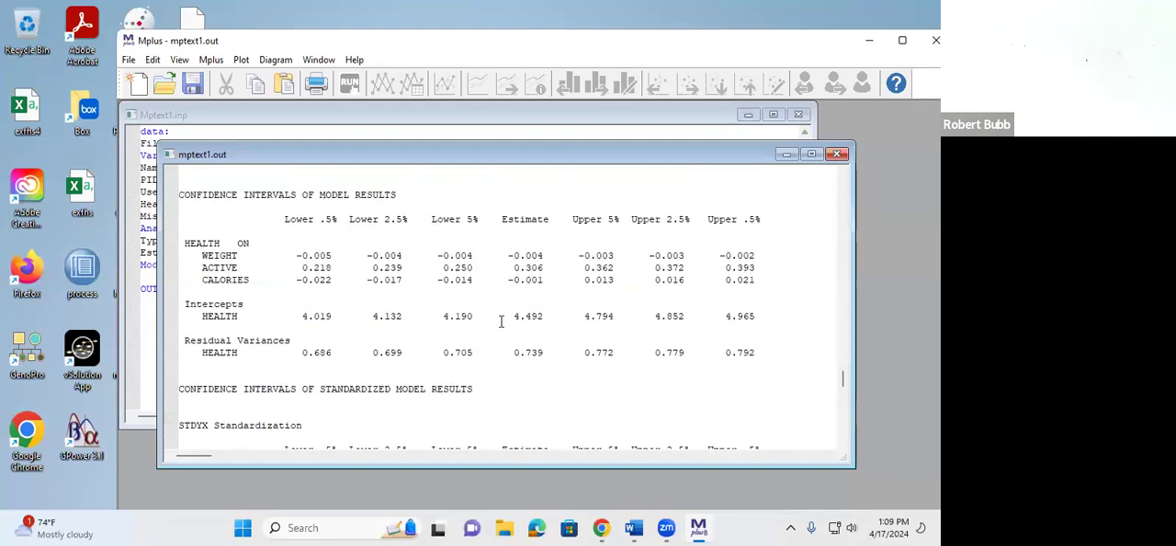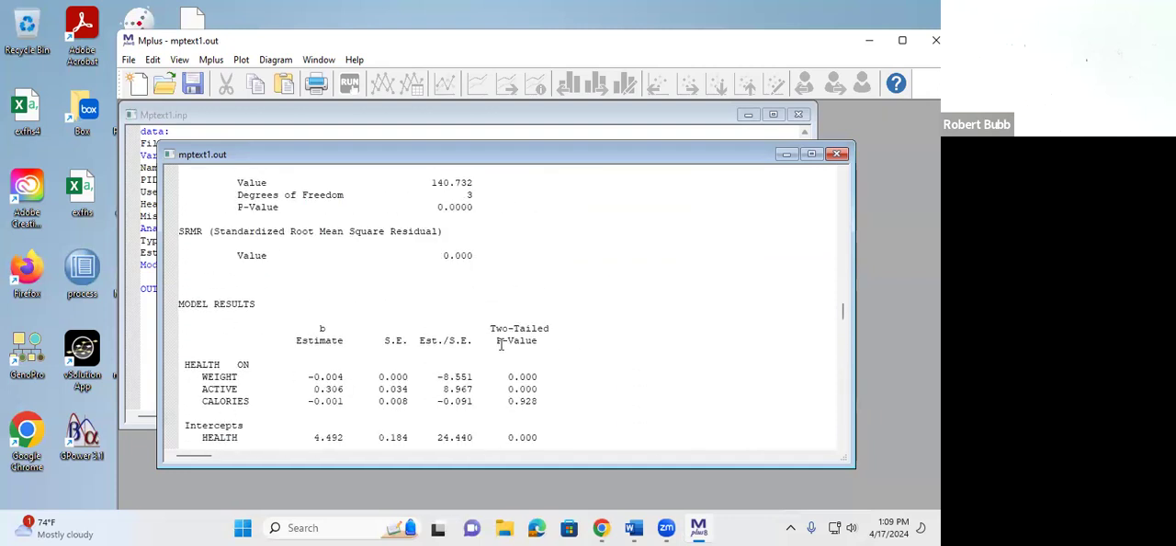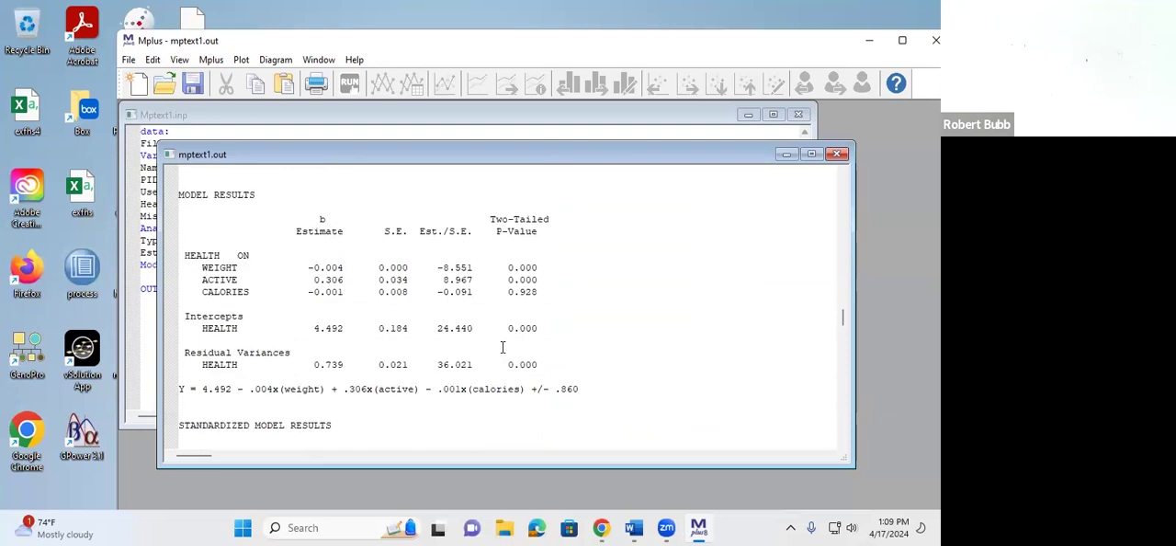All right, so let's go back to our model. Oh yeah, right here. So we have weight, active, and calories on our multiple regression predicting health. Is this the best model? Yeah, why not? Why would this not be the best model?